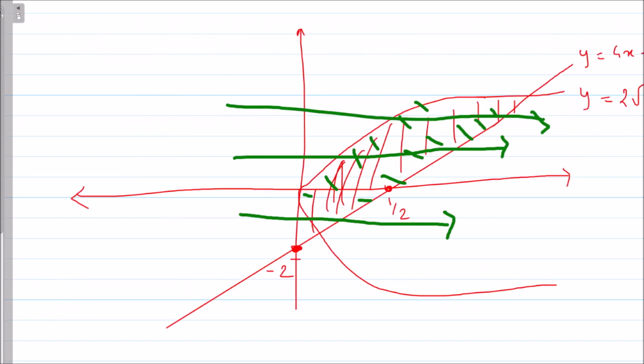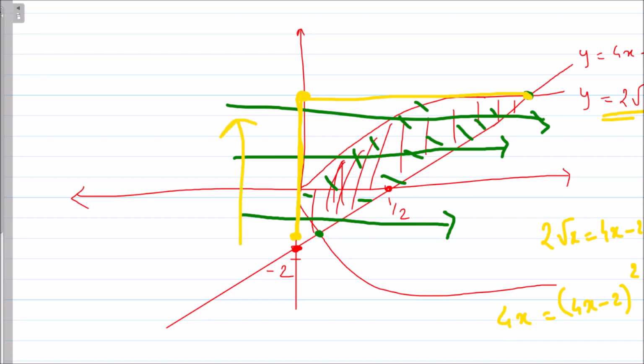Now we project everything on the y-axis. So you look at this point and you look at this point. So your limits of y will be this. If you project this over here, you find what this point is, and what this point is, and this will be the limits for y. How do you do this? When you equate, you have 2 root x equal to 4x minus 2. If you square, you have 4x equal to (4x minus 2) the whole square. Get a quadratic equation, you will get the value of x. Once you have the value of x, you put it over here, you get the y coordinates, and that is what the limits of y are, from lower to upper.